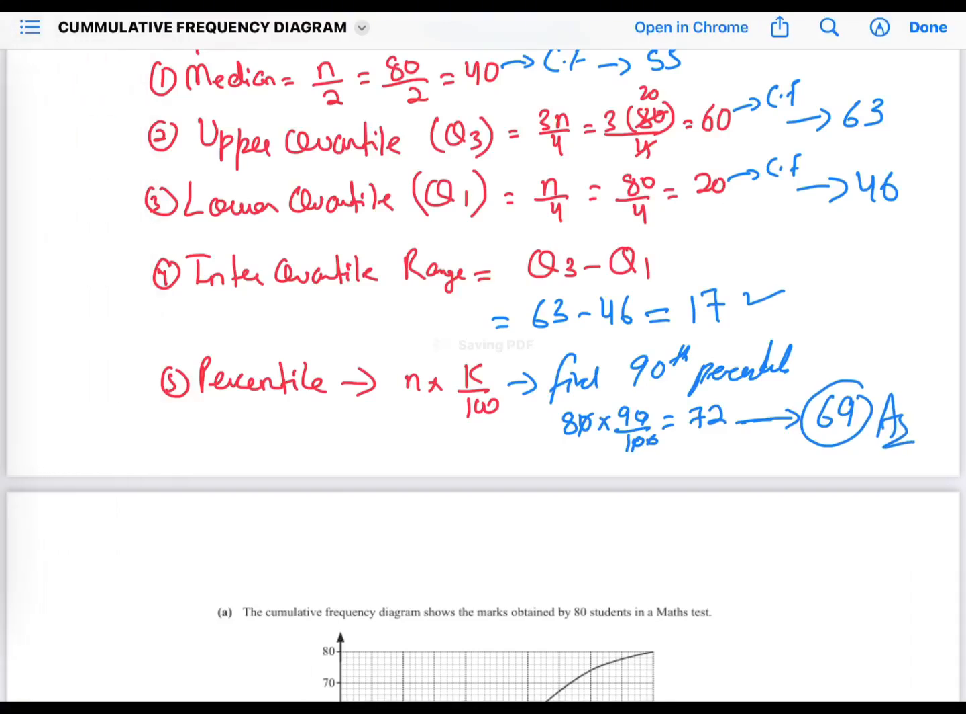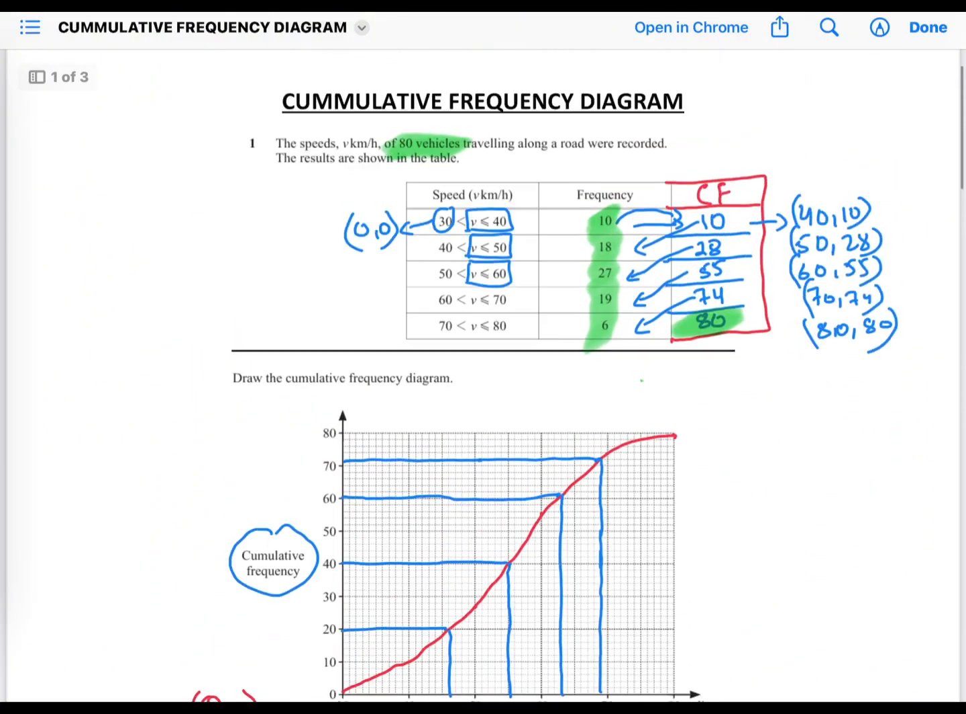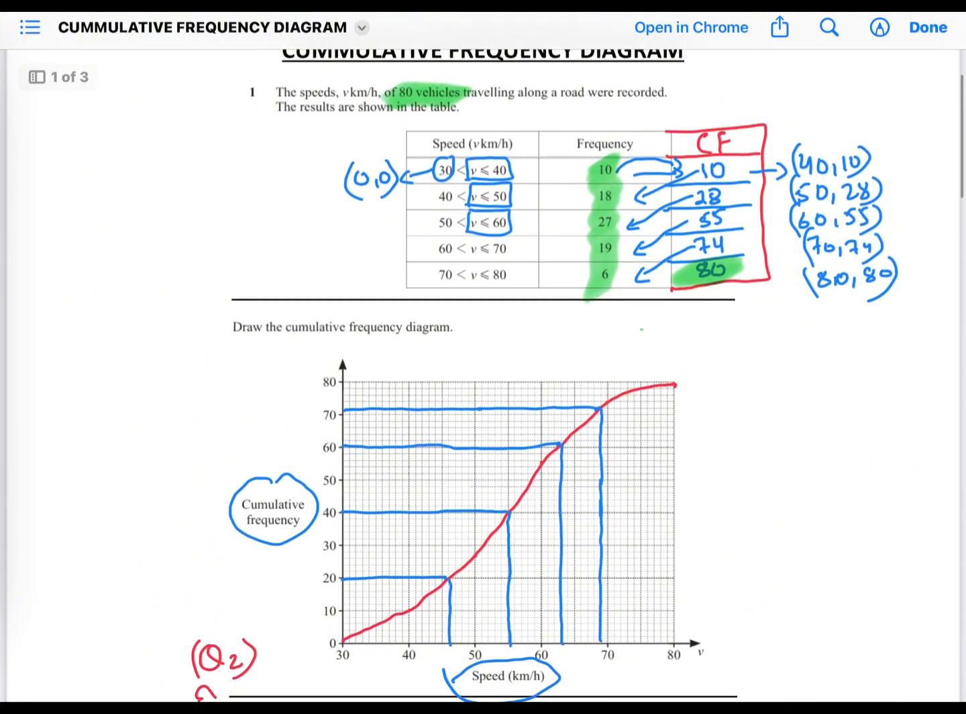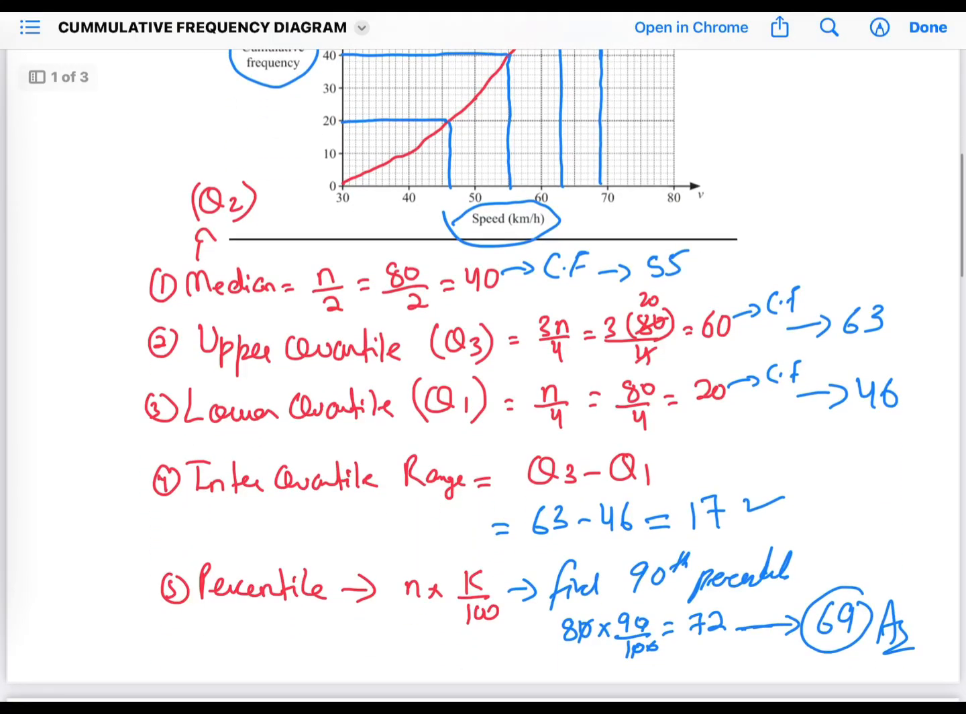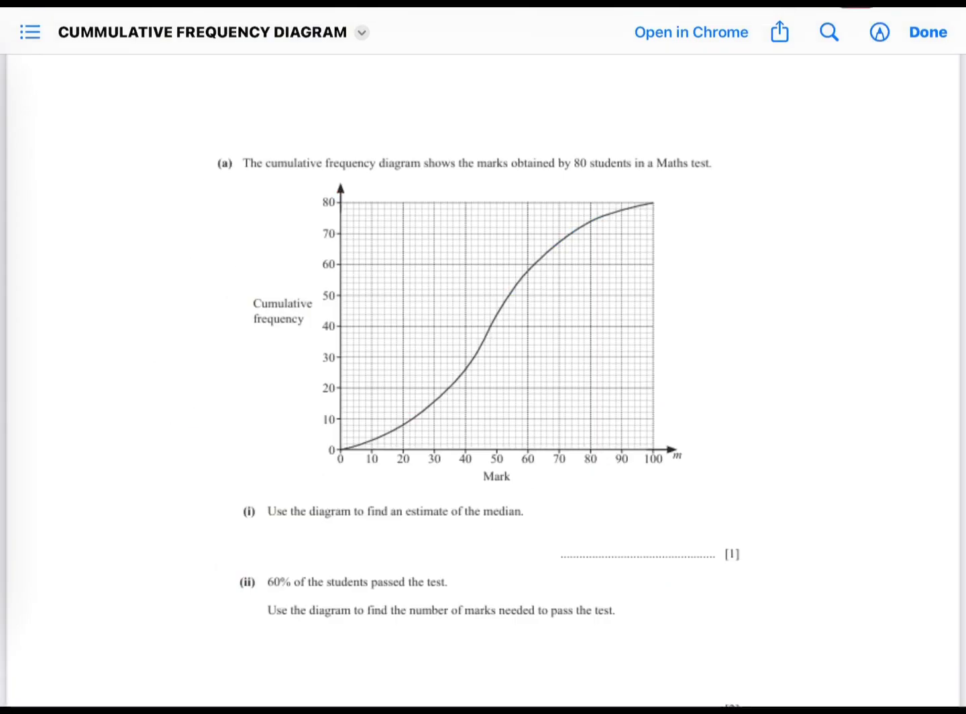I hope everything is clear. This is the summary of the cumulative frequency diagram concept. We saw how to find cumulative frequency. We plotted the points and made a cumulative frequency diagram. And then we found multiple values: median, upper quartile, lower quartile, interquartile range, and percentile. I hope this concept is clear. So now we will move towards the next.